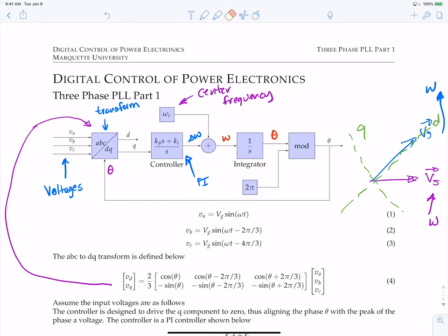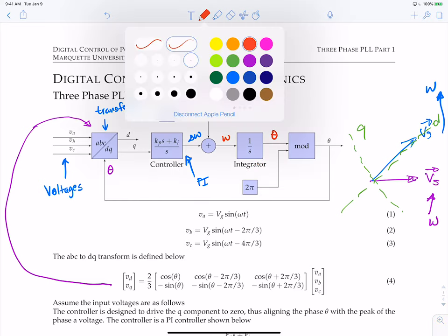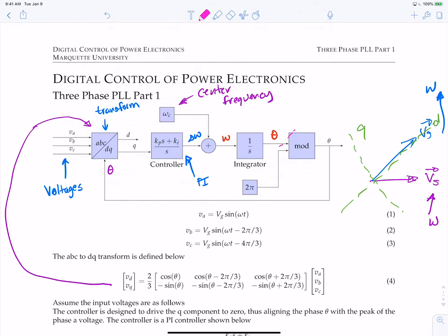So let me explain what's going on with this. Let's use a different color here. Generally what happened is if you're just integrating, this would take off, right, off towards infinity, but we're taking a mod, so what we'll do is just wrap the phase, and we're wrapping it at 2 pi, it's like this, okay? All right, and so this is a complete control block diagram for a three-phase PLL.